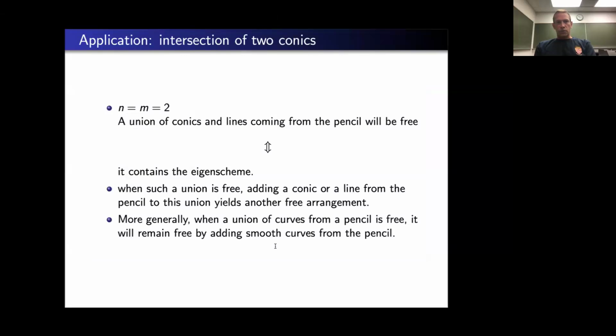So I think I'll close with this little example. We were doing this example of a pair of conics. So when is a pair of conics going to give us a free thing? It's going to be free exactly when you contain the eigenscheme.